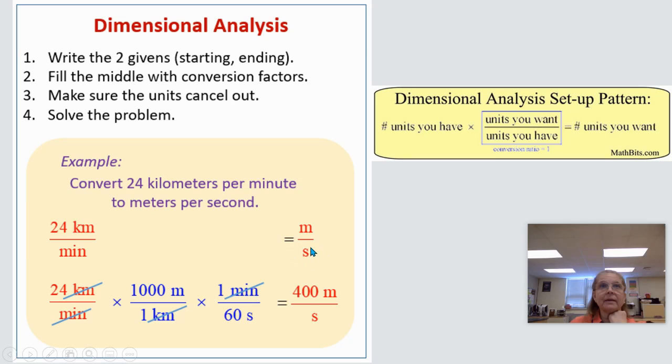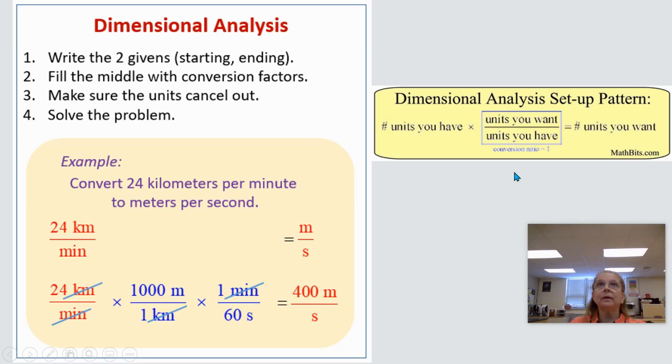We want the second to be on bottom, so I need the minute on bottom here and on top here so that they will cancel. You can only cancel a numerator with a denominator. Simply do 24 times 1,000 and you get 24,000. Divide 24,000 by 60 and you are left with 400. The only units still not crossed out are meters and seconds. So 24 kilometers per minute is the same as 400 meters per second.